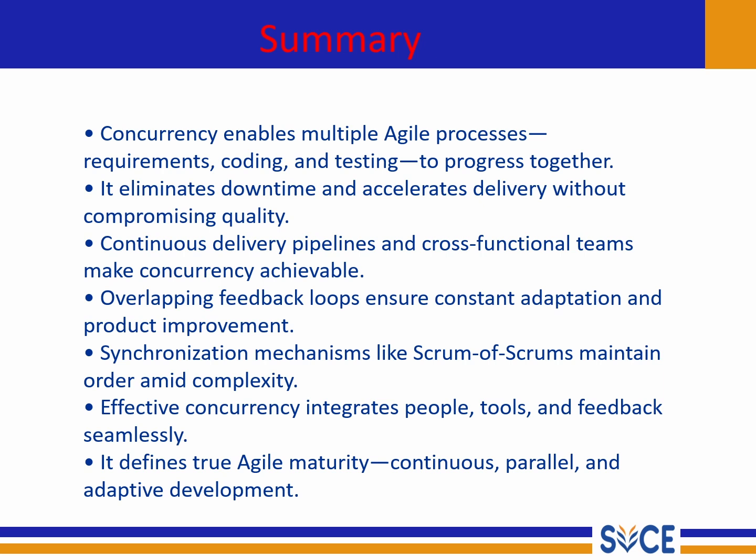Agile teams rely on tools like Jira, Git, and Slack to coordinate their work efficiently. It defines the true agile maturity: continuous, parallel, and adaptive development. Concurrency represents a mature agile practice where teams are capable of continuous delivery, working in parallel, and adapting to change quickly. This leads to faster and more flexible development.